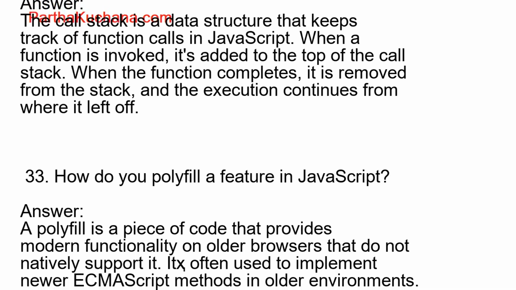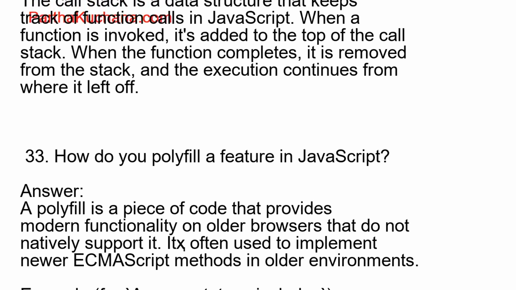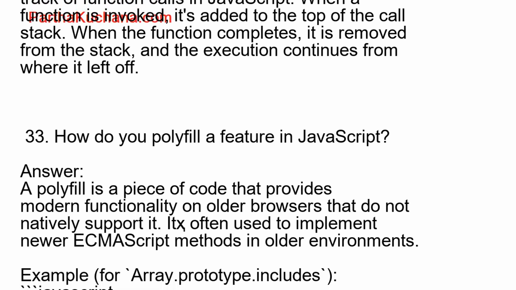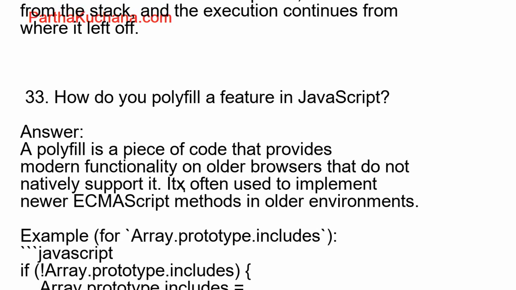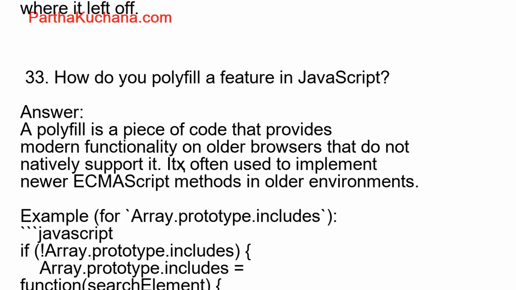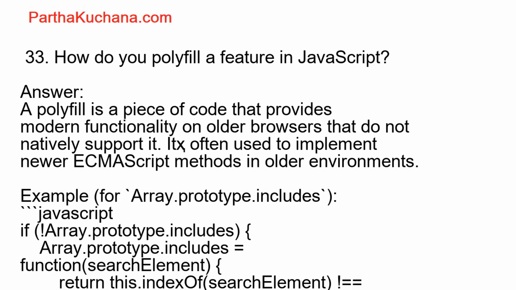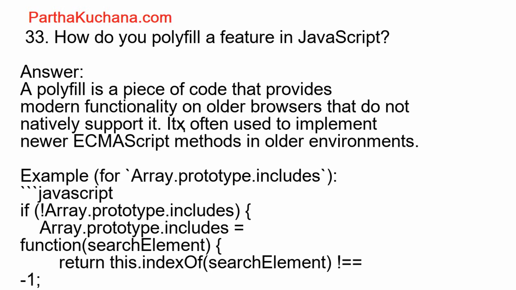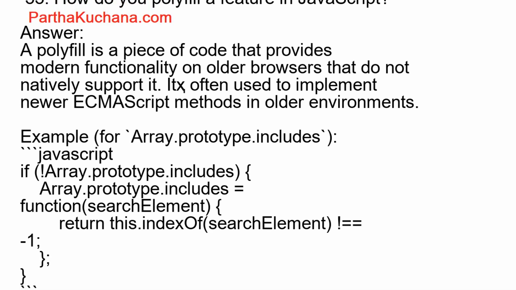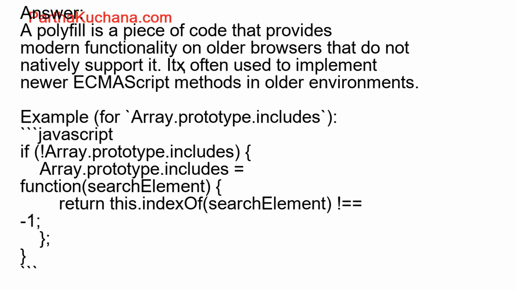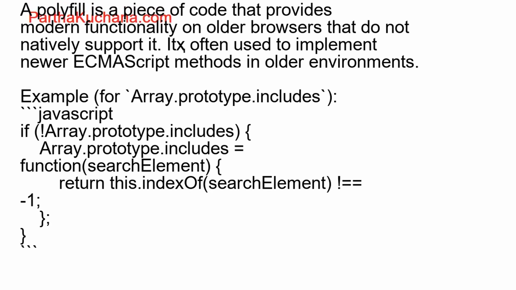35. Explain async and defer attributes in the script tag. Answer. Both async and defer are used to load external JavaScript files without blocking HTML parsing. Async loads the script asynchronously and executes it as soon as it's downloaded. Defer loads the script asynchronously but waits until the HTML is fully parsed before executing.